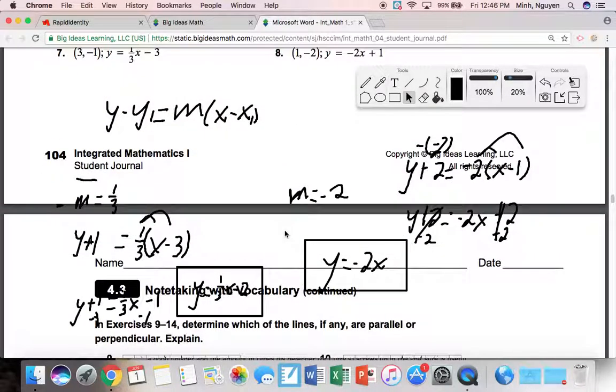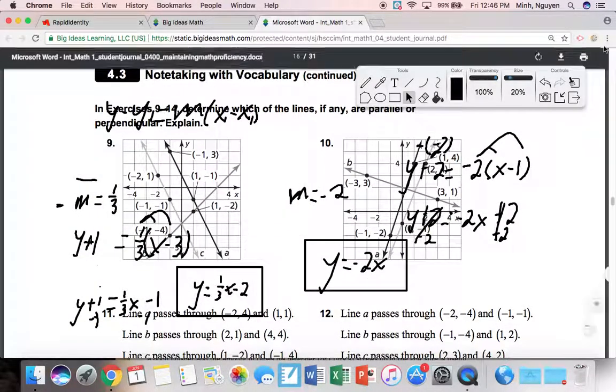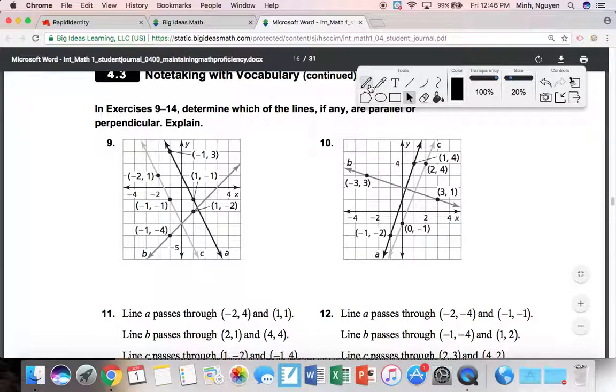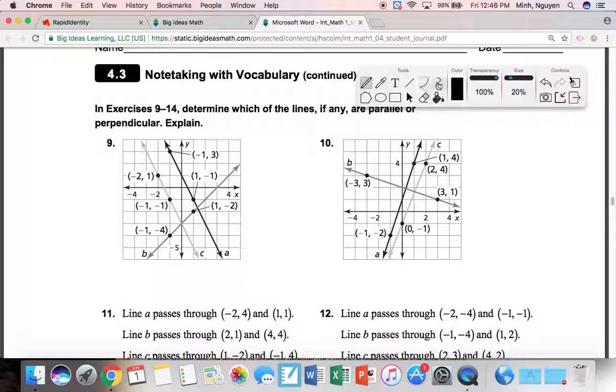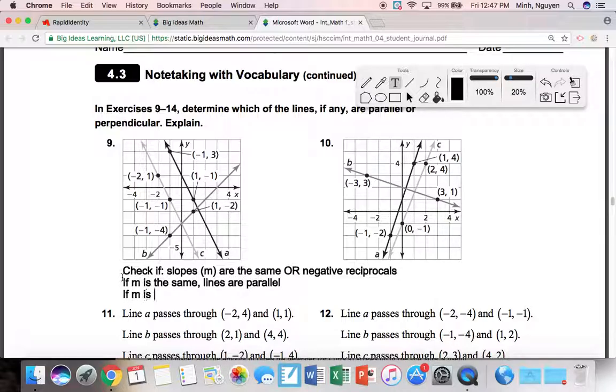Okay, so there's your learning about parallel and perpendicular lines. We can have a lot more examples here, but that was the meat of the lesson, like truly. Determine which of the lines, if any, are parallel or perpendicular. So I'm just going to leave you directions here. Check if slopes m are the same or negative reciprocals. If m is the same, lines are parallel. If m is negative reciprocal, lines are perpendicular.